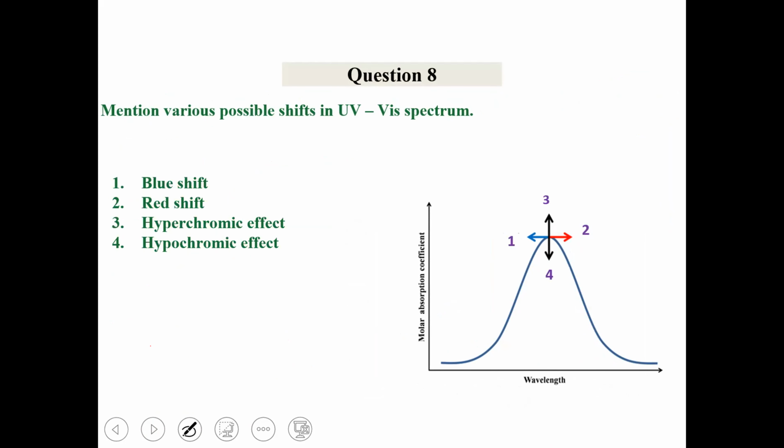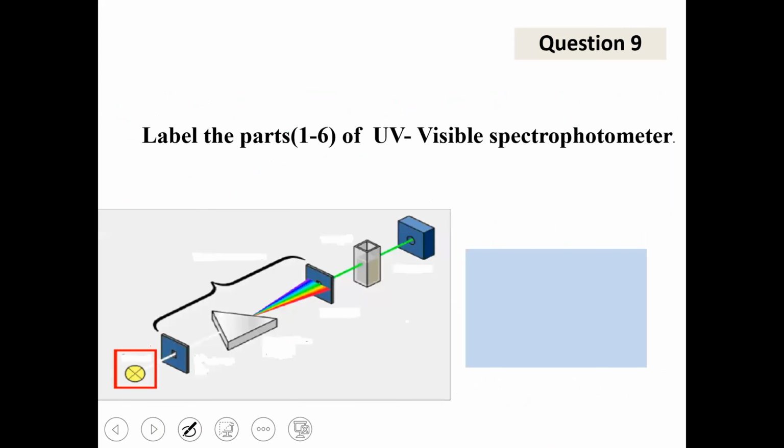So 2 is towards the longer wavelength, so it is a red shift or bathochromic shift. And 1 is blue shift, which is hypsochromic shift. And 3 is hyperchromic effect and 4 is hypochromic effect.